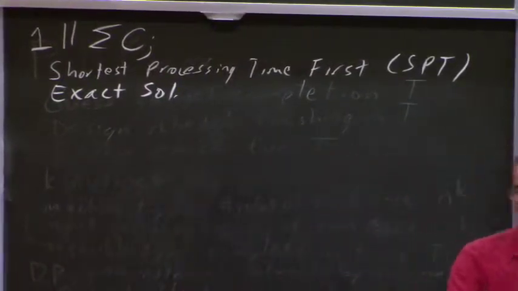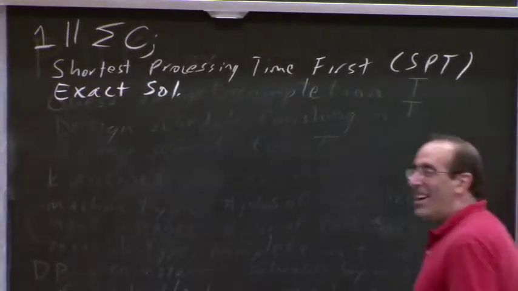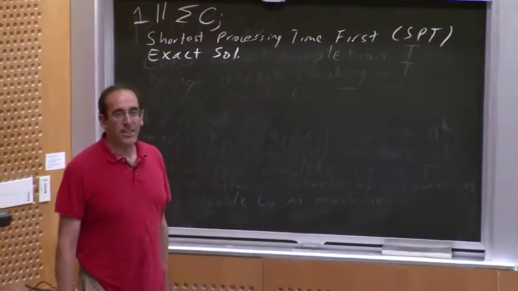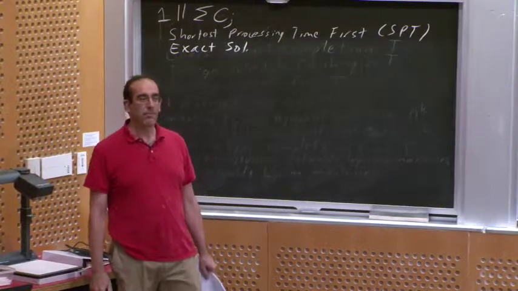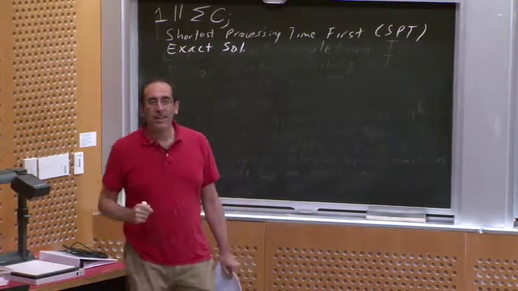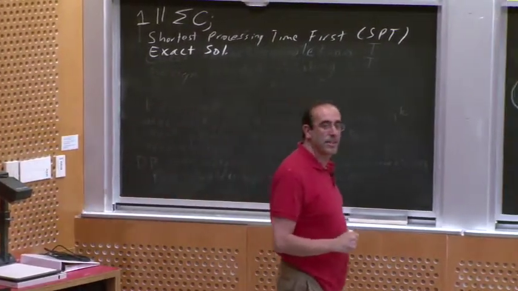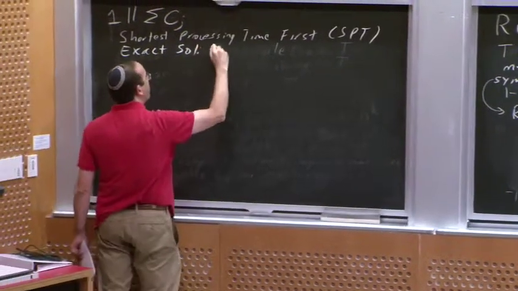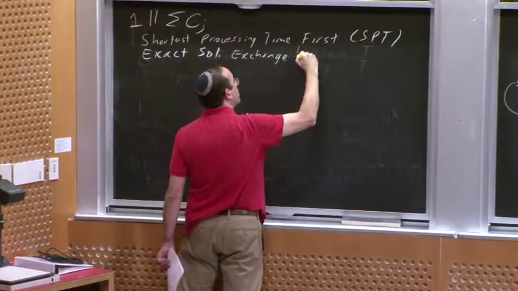Gotcha. Okay. So why is this an exact solution? Why is this optimal? How do we prove it? Yeah. Suppose that two jobs were ordered in the wrong way. If you switch them, the only thing that changes is one. So the proof of this is something that's used a lot in scheduling theory called an exchange argument.